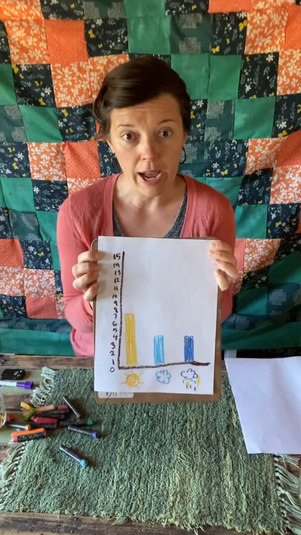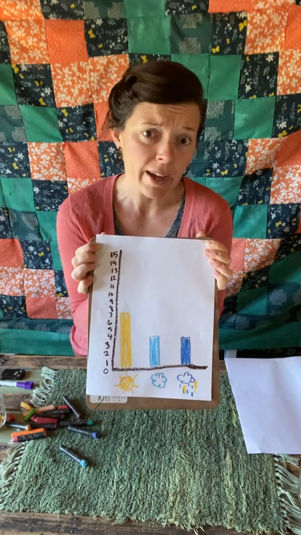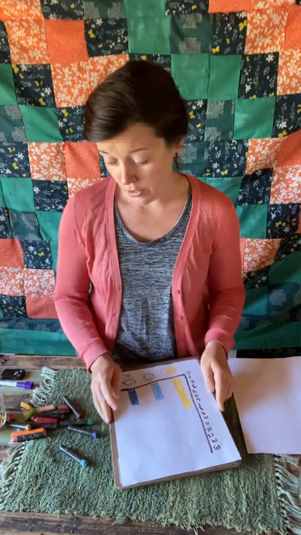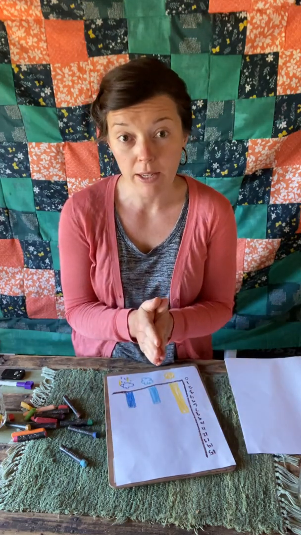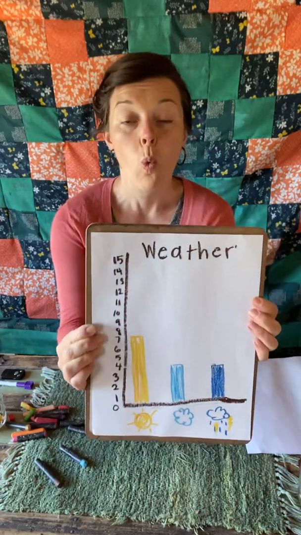Now, another important part of graphs is having a title, okay? Sometimes just by looking at this, somebody might not really know what kind of graph this is, or they might be able to tell it's a weather graph, but for when? So let's think of a title for this bar graph, a title that will communicate to somebody very clearly what kind of information this graph is sharing. This graph is sharing weather information, so we can write the word weather. W-E-A-T-H-E-R, weather.